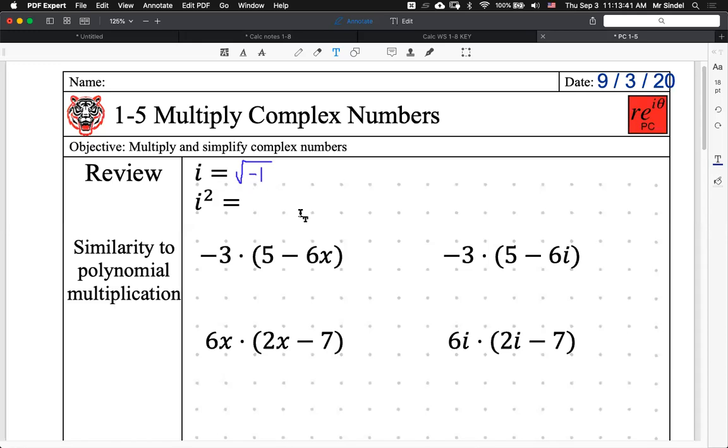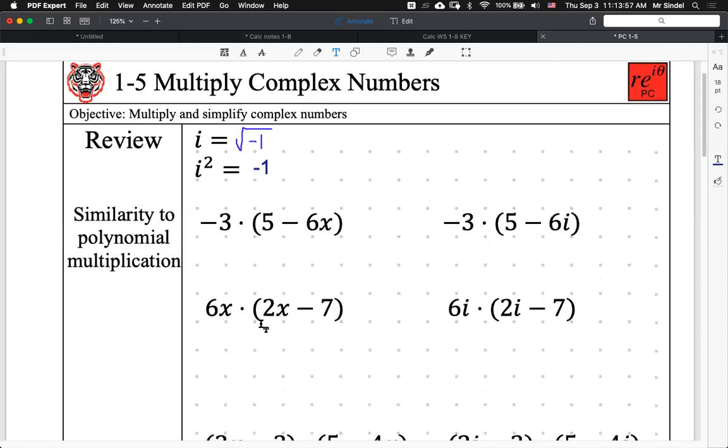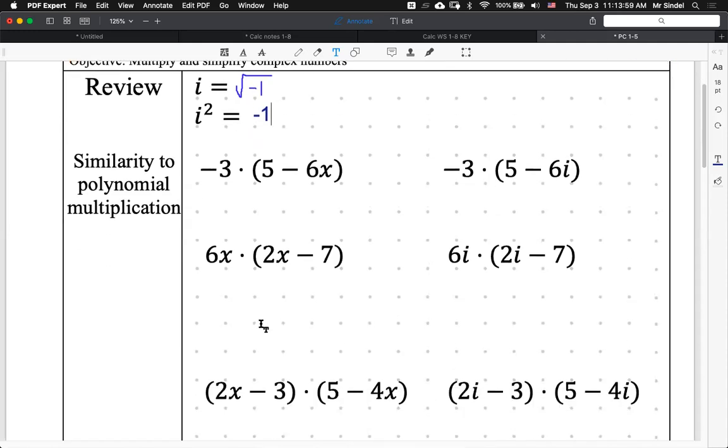i squared is equal to, get rid of the square root on the right-hand side, and you're left with? Negative one. All right, thank you. Let's move on to how to do polynomial multiplication here.